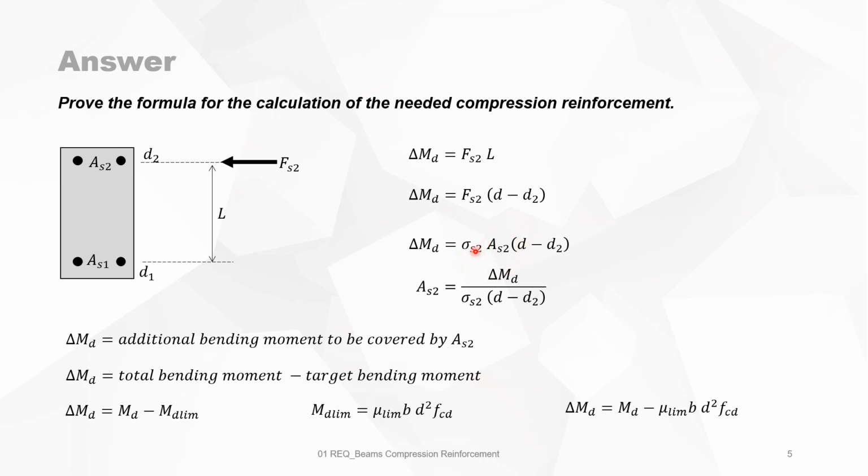But we can now calculate the compression reinforcement, which is the additional bending moment to be covered by A_s2 divided by this. Now we look at those two, we can substitute the ΔM_Ed into this formula, and we obtain the formula which is giving us the total amount of needed compression reinforcement to obtain the goal, which is μ_limit.